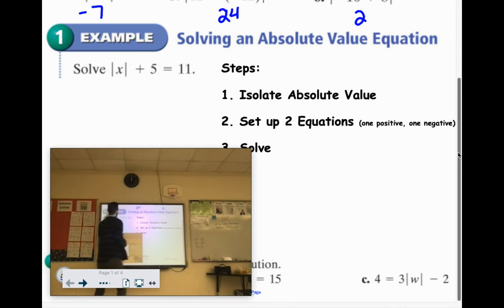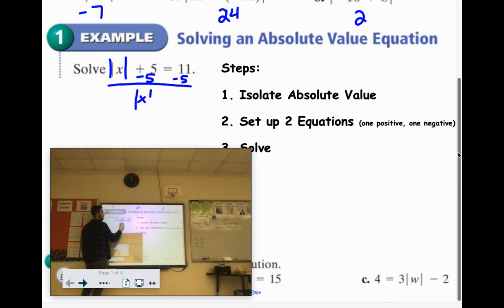So here we have the absolute value of x plus 5 equals 11. Step 1, isolate the absolute value symbols. So we need to get it down to just the absolute value of x. So we're going to get rid of plus 5 by doing what? Yeah, minus 5. If you do it on one side, do it on the other. So we have the absolute value of x equals 6.